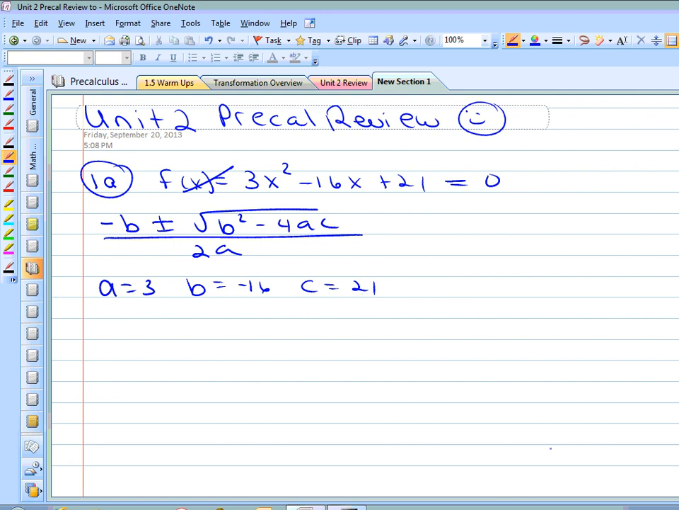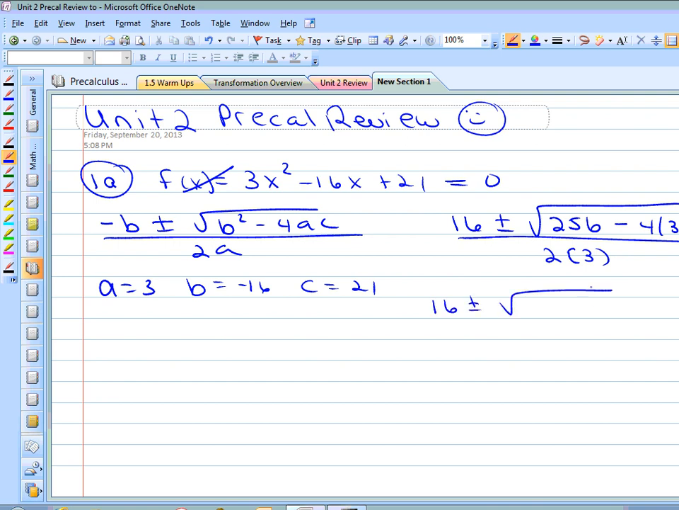All right, let's go ahead and just substitute in. I'm going to go through the math pretty quickly. If you need extra help with that, you probably want to do a little extra practice on your own. But I'm going to go ahead and plug into the equation. So negative 16 would be positive 16, plus or minus the square root of negative 16 squared, which would be a positive 256, minus 4 times a, which is 3, times c, which is 21, all over 2 times a, which is 3. So I get 16 plus or minus the square root of a number. That number underneath is called the discriminant, and 2 times 3 would be 6.